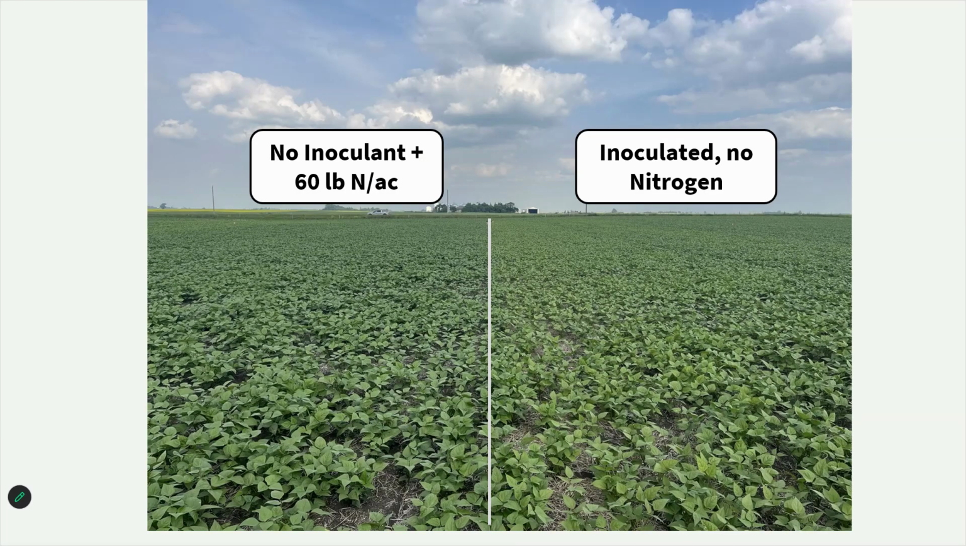This is how O4 looked at V8 stage on July 17th near Boissevain. And on the left side of the photo, we saw the plants that had additional 60 pounds per acre nitrogen and no inoculant were definitely greener at this stage than plants on the right side of the photo with no nitrogen fertilizer with inoculant. The color of the plants did even out between treatments around flowering, however, and plant greenness doesn't always correlate into yield, especially with an N-fixing legume. And the less green plants yielded the same as the more green plants in the end.